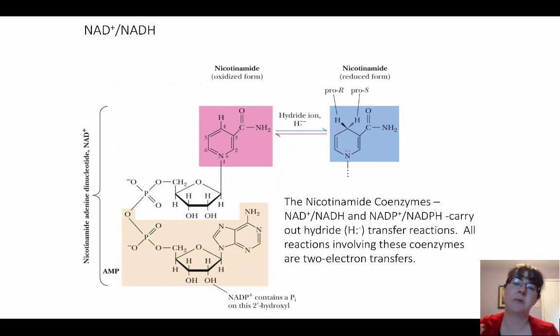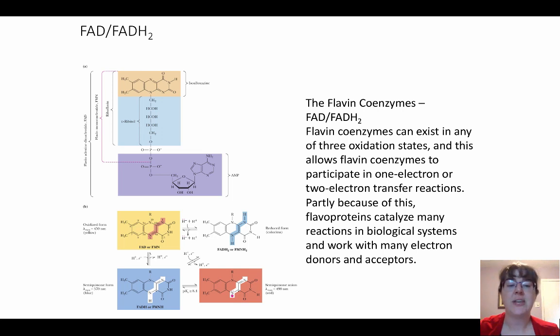NAD+/NADH is something that we've looked at before, but just to remind you, now that we're going to get more into electrons, one of the things to remember about NAD+/NADH is that it can hold two electrons. So when it takes on that hydride, it works in two electron transfers. FAD, on the other hand, has multiple oxidation states. So the FAD-FADH2 complex has three different oxidation states, and so it can do either one electron transfers or two electron transfers. This is why you often have these flavoproteins catalyzing lots of different reactions in biological systems, because they can work with a lot of different donors and acceptors of electrons.